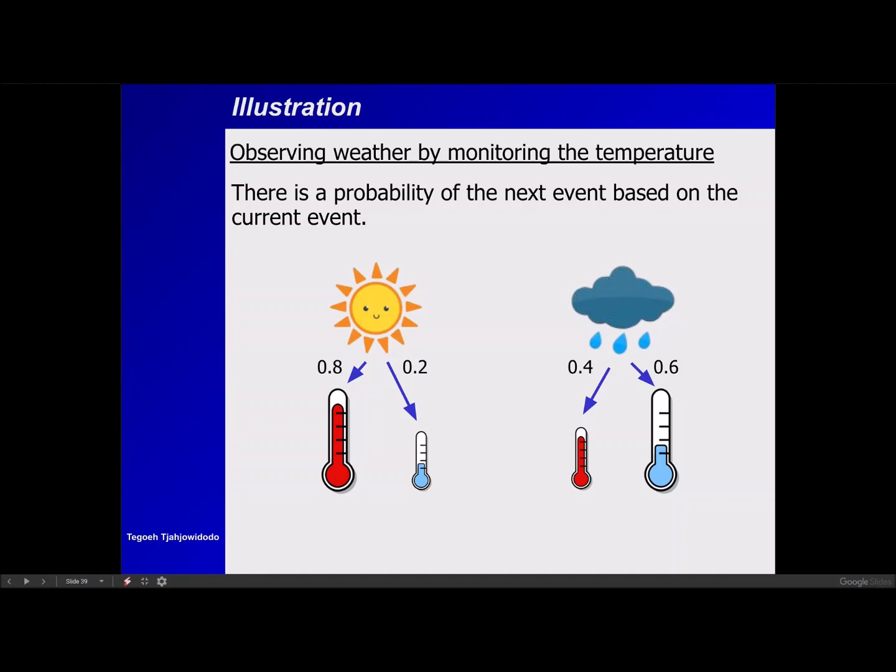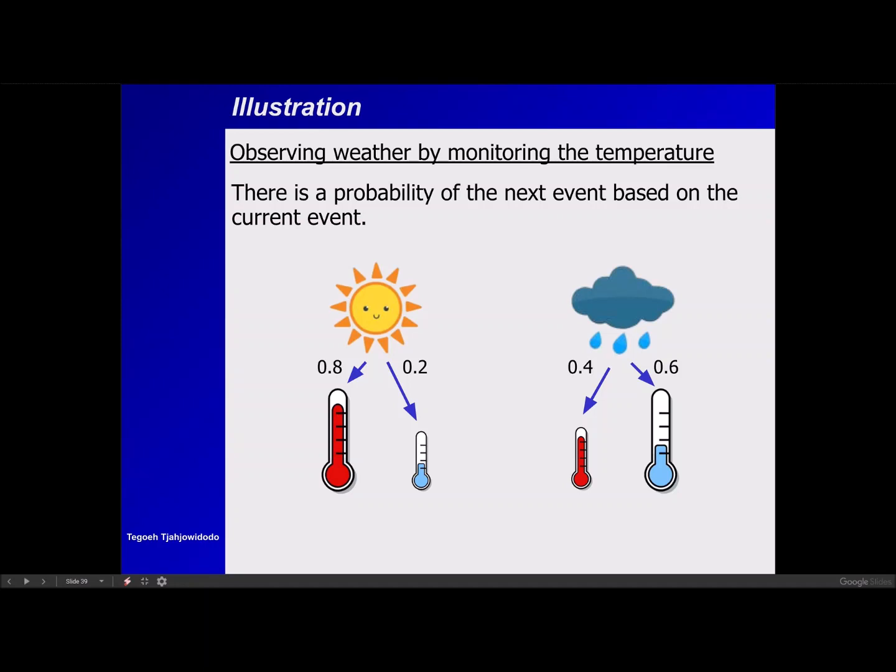We have already talked about emission probability. There is a probability of 80% of having warm temperature given it is sunny, and there is an emission probability of 20% having cool temperature given it is sunny, as well as for rainy we have 40% probability of warm temperature given it is rainy, and 60% for the counterpart.